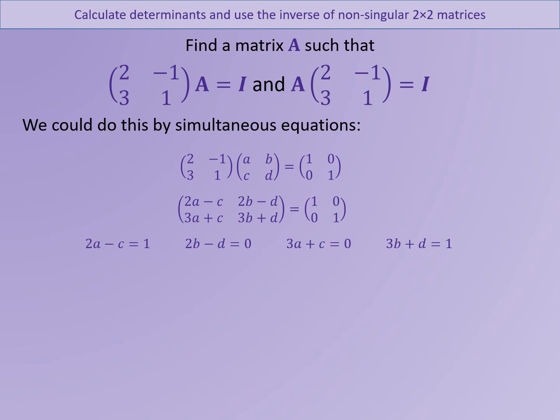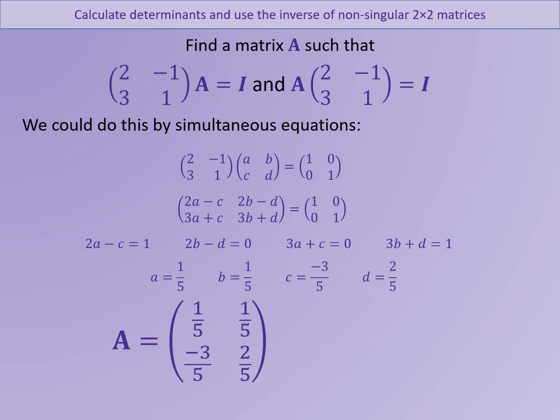We can solve those by solving the first and the third to give a and c, and the second and the fourth to give us b and d. The values that we get when we solve those are a equals 1/5, b equals 1/5, c equals minus 3/5, d equals 2/5. Putting those together gives us that matrix A is given there.